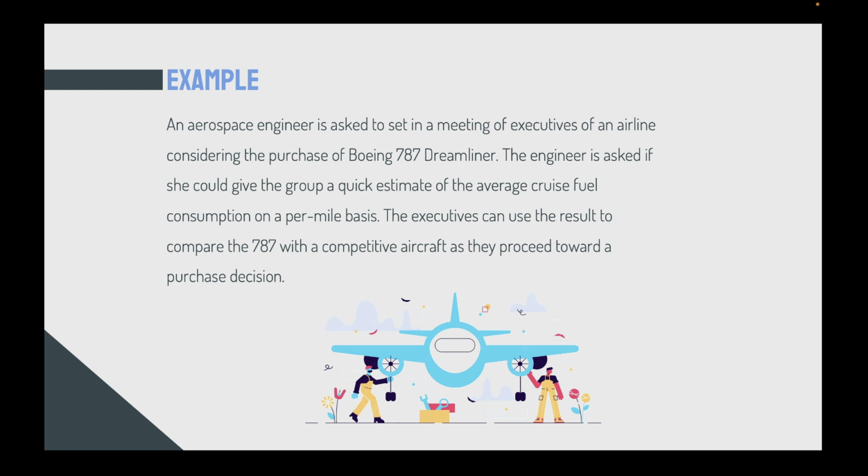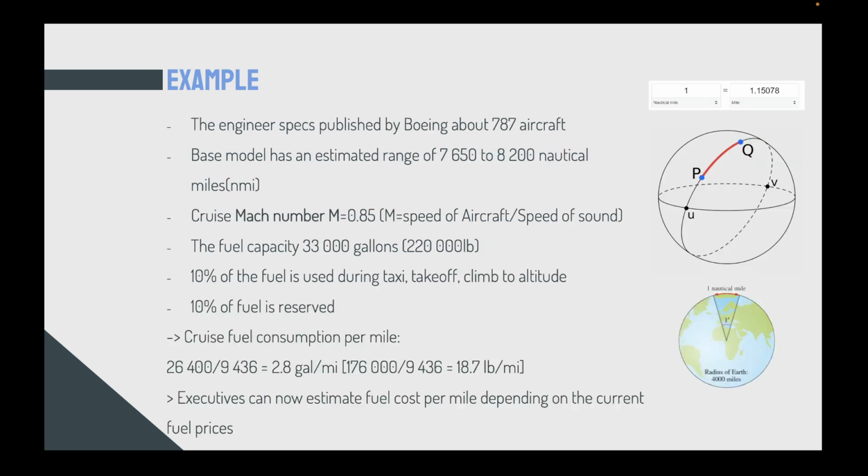The executives can use the result to compare the 787 with the competitive aircraft. Maybe they can go with some other aircraft which consumes less fuel, as they're trying to make their final decision. It's kind of a generalized way to approach the solution. We're just trying to walk you through the process here. How did he do the estimation to find his final answer? It's just a way of thinking, we're not going to ask you that kind of stuff.